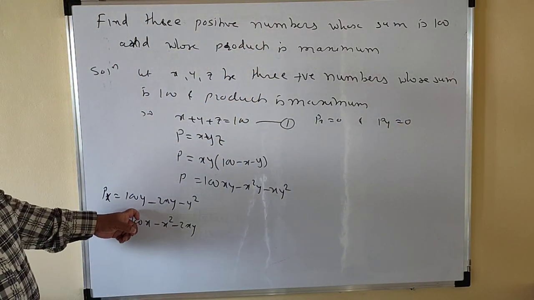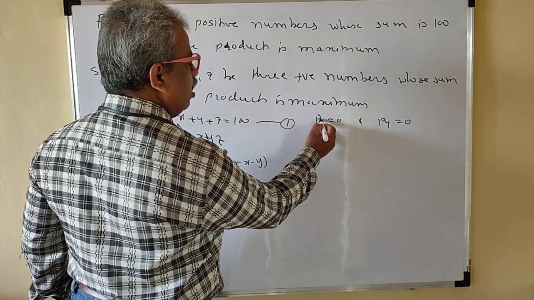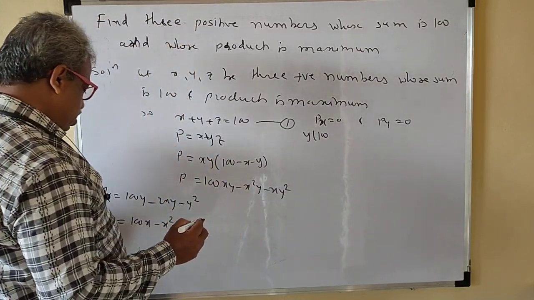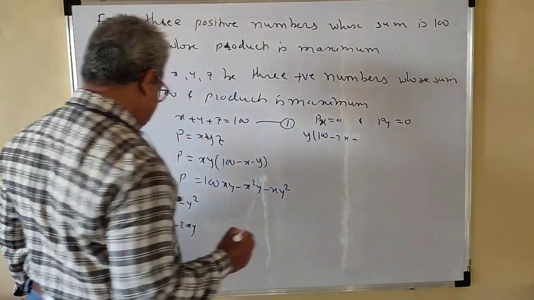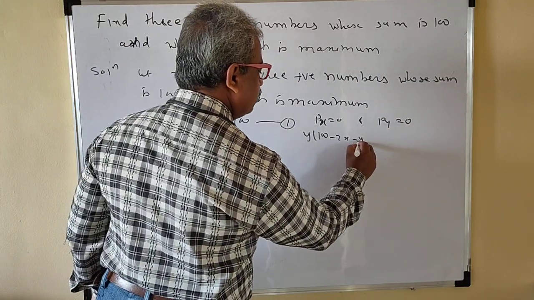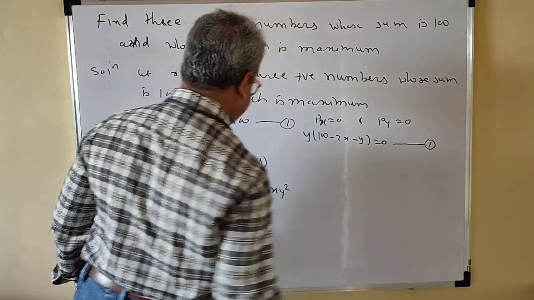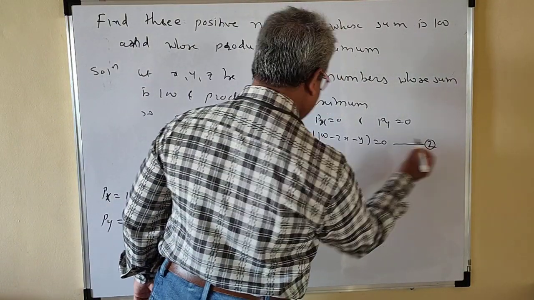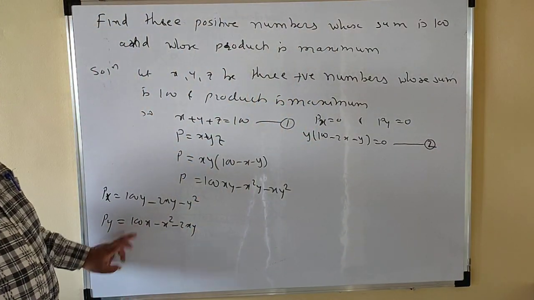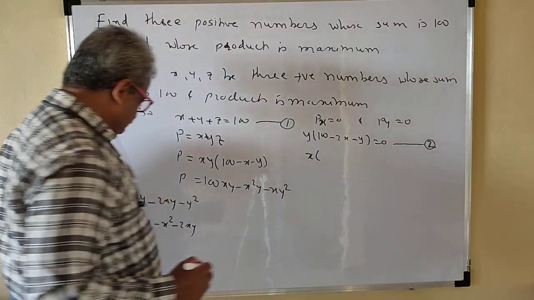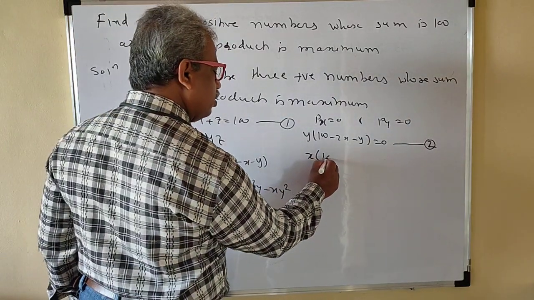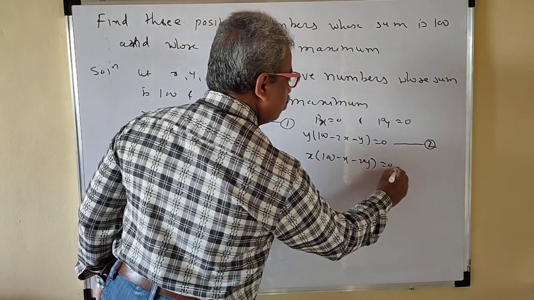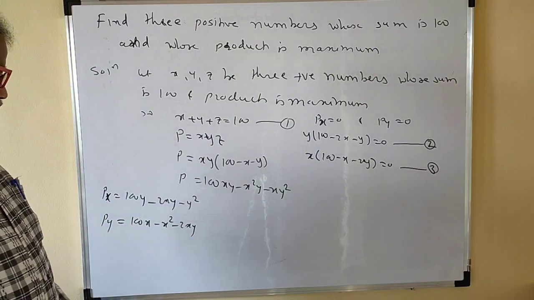So for Px I will take y common now here. So what we get then? y times (100 minus twice x minus y) is equal to 0. I call this as 1. Then for Py, I will call this as 2 now, because 1 is already given, okay. Now I will take x common for Py is equal to 0. So this is x times (100 minus x minus twice y) is equal to 0. I call this as 3 now. Okay.